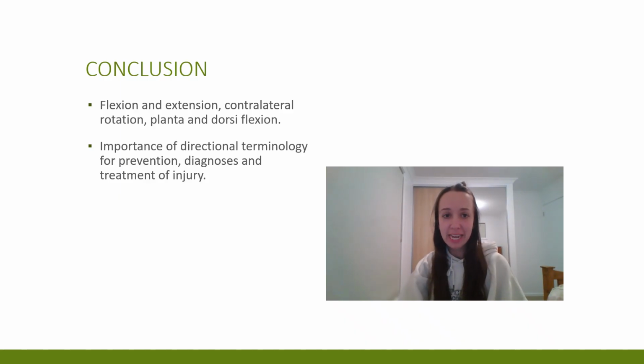Directional terminology is important in biomechanical application because it enables clear and precise communication around the location, position, and movement of different body structures, which is vital for prevention, diagnosis, and treatment of injury. Through directional terminology, health professionals are able to identify incorrect movement patterns and develop plans and strategies to prevent further injury.